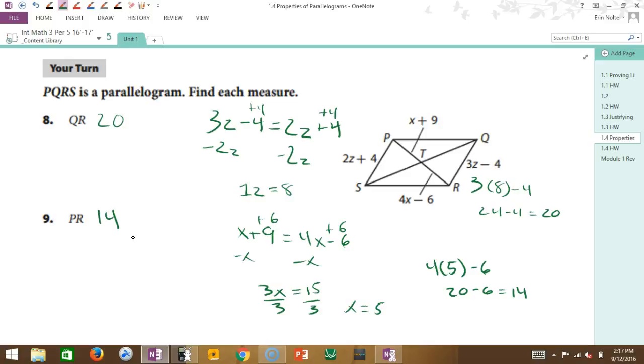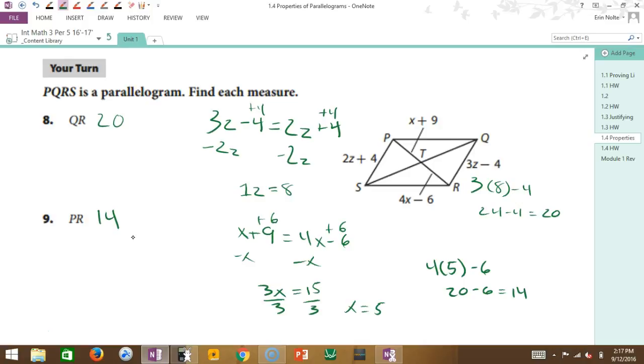Okay, so immediately to find QR, that's this length right here, he took 3z minus 4 and set it equal to 2z plus 4. Logan, why did you do that? Because that's what we did last time.